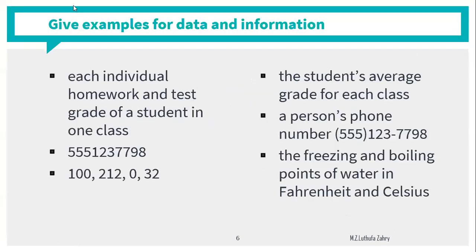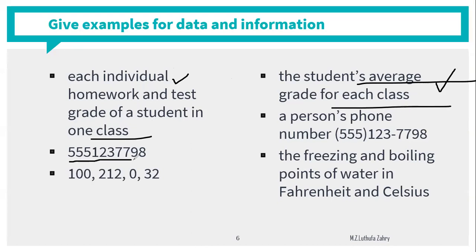So see here some examples for data and information. This side is data and this side is information. Each individual homework and test grade of a student in one class, each student's marks as I showed in the table, all those things are just data. It's not processed in any way. But the average marks we have calculated, we have done a calculation there, we have processed something, so that is going to be information.